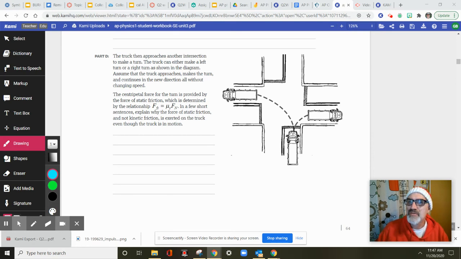The centripetal force for the turn is provided by the force of static friction, which is determined by the relationship: static friction is coefficient of friction times normal force. Explain why the force of static friction and not kinetic friction is exerted on the truck, even though the truck is in motion. Even though the truck is in motion, at each instant one part of the tire is at rest relative to the road so that it does not slide. If the wheels were skidding on the road, it would be kinetic friction, right? So one part of the tire is stuck to the road at all times. Each piece of tire keeps taking a turn being the piece that's stuck to the road as it turns.